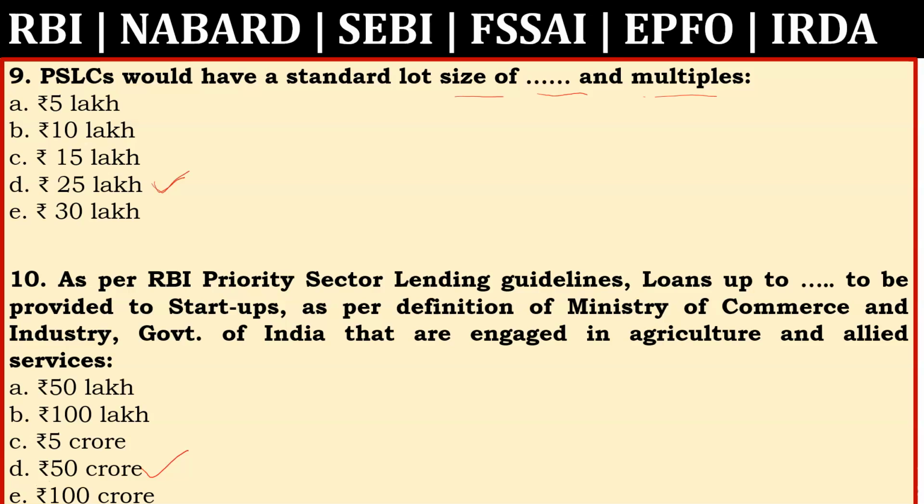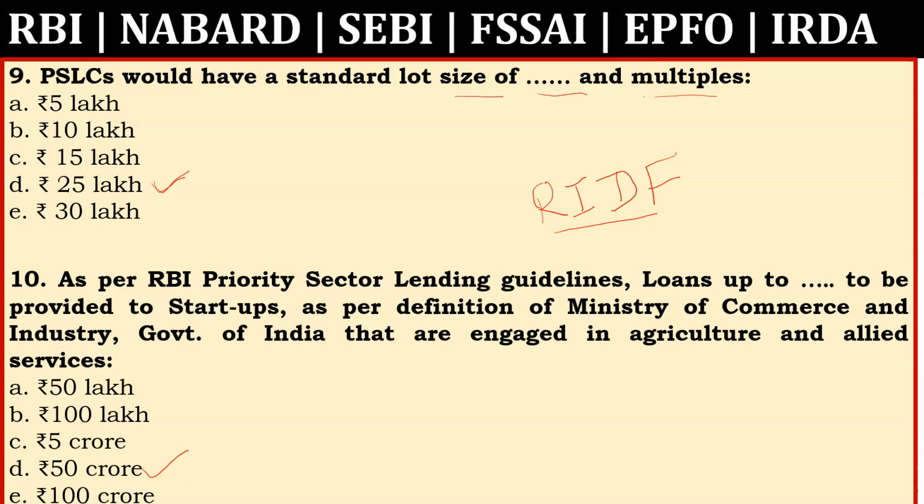One more important point: if there is a shortfall in priority sector lending, then the banks have to pay a penalty, and that will be credited into the RIDF, Rural Infrastructure Development Fund. This is also a very important term. So these are the 10 questions from the priority sector lending guidelines.